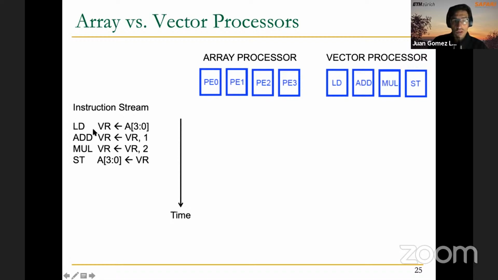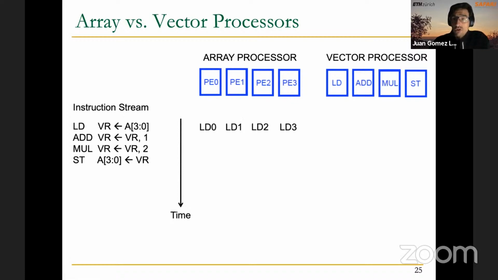The first instruction is a load instruction, an access to memory to read 4 elements of one array and store them in a vector register. Then an addition where we add 1 to each of the elements in the vector register. Then we multiply by 2 each of these elements. And finally, we store the 4 elements of A into the original location in memory, right? So how do we execute these on an array processor and a vector processor?